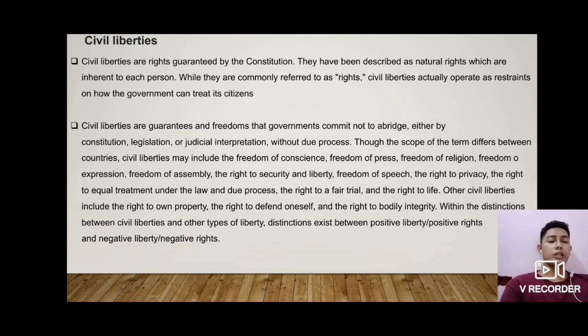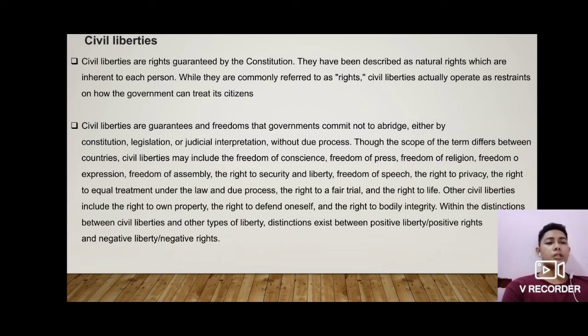without due process. Though the scope of the term differs between countries, civil liberties may include the freedom of conscience, freedom of press, freedom of religion, freedom of expression, and freedom of assembly. The right to security and liberty, freedom of speech, and the privacy, and the right to equal treatment under the law and due process, the right of fair trials, and the right of life.